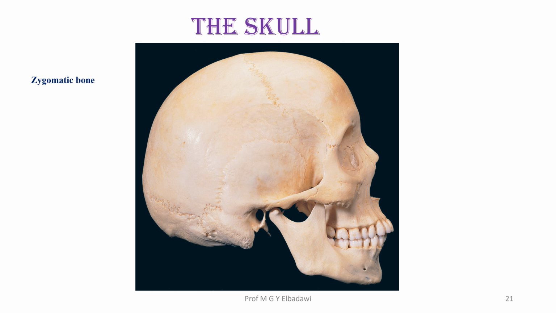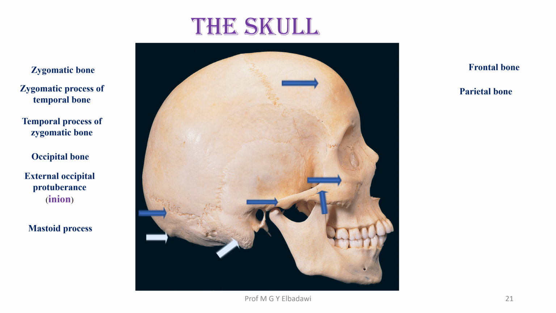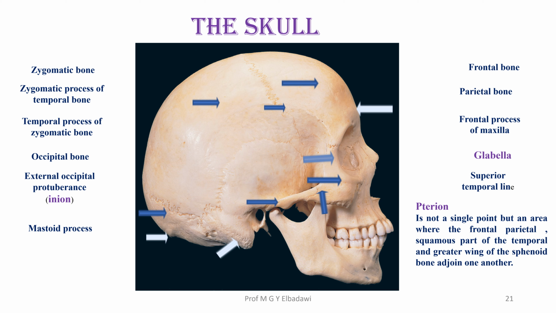If we look from the lateral side here, we can find the zygomatic process which we said of the temporal bone, and the temporal process of the zygomatic bone. The occipital bone is here. That is the external occipital protuberance. That is the mastoid process. That is the frontal bone here, the parietal, the frontal process of the maxilla, the glabella again here, the superior temporal line, and the pterion, which is not a single point as we referred early. So where the frontal, parietal, squamous part of the temporal, and the greater wing of the sphenoid bone will meet each other, and we mentioned the importance of that point.